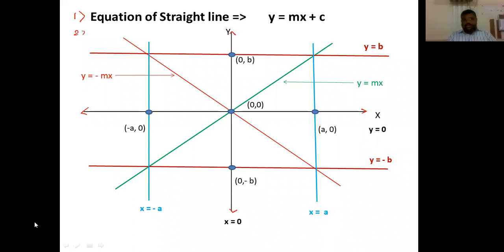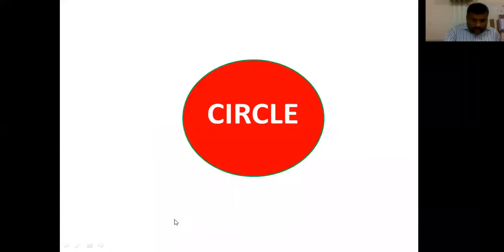Okay, now we see the second point, the circle. What is the equation of the circle? x minus h bracket square plus y minus k bracket square.